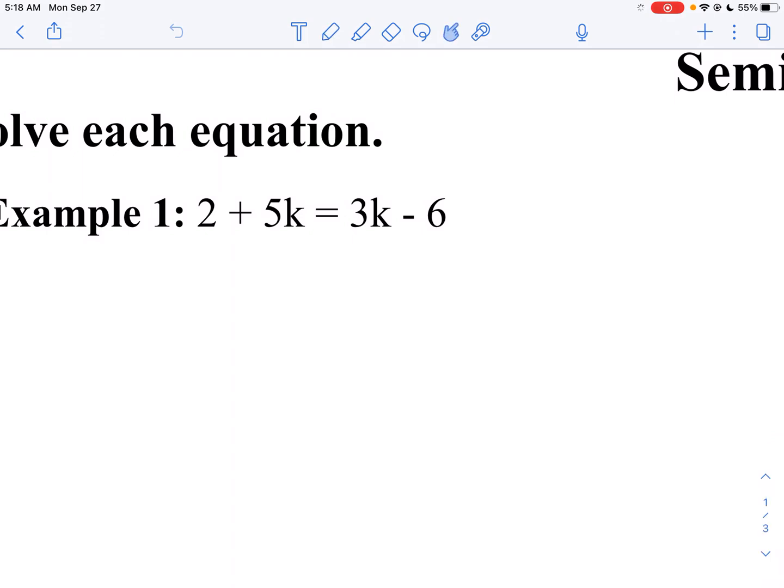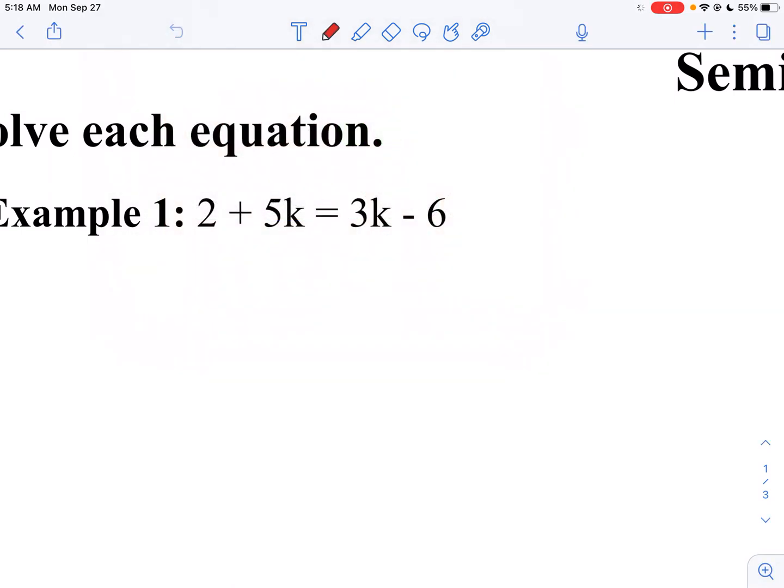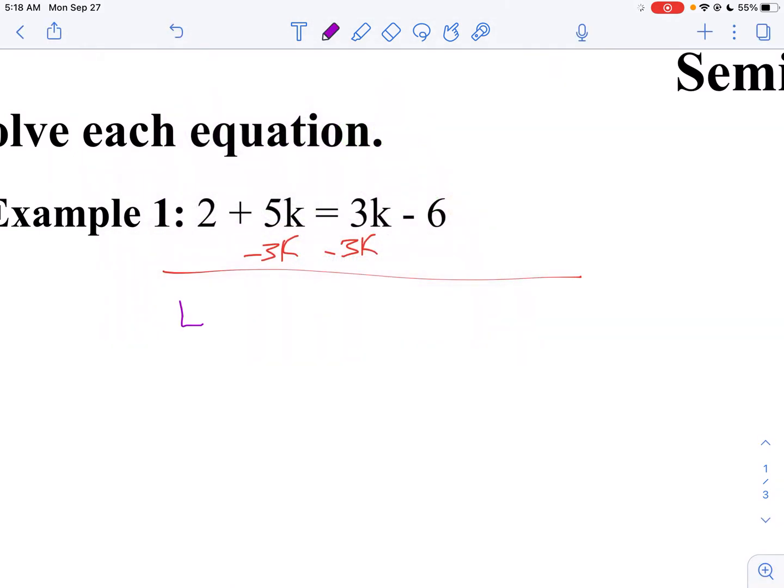Notice on this equation, I've got 5k on the left and 3k on the right of the equation. Well, it's a positive 3k, so when I move it, I'm just going to subtract 3k from both sides. So bring down the 2, because we didn't do anything with it. 5 minus 3 is a positive 2k equals negative 6.